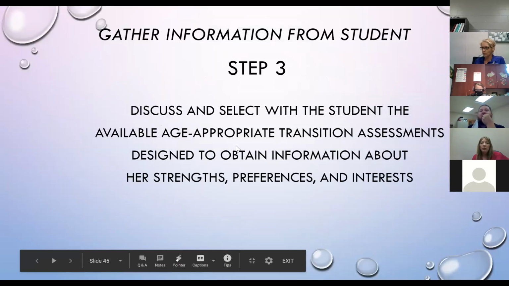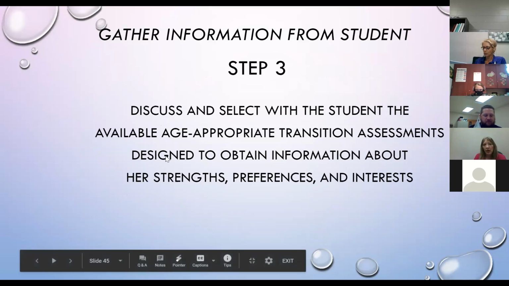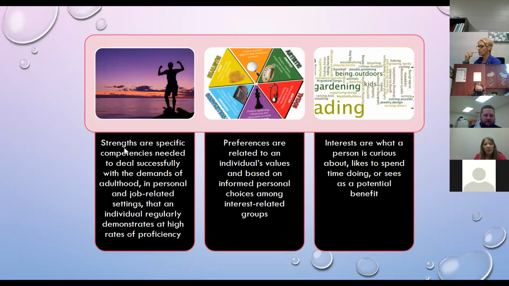So, and then you're going to talk about all the different transition assessments that are out there. Now, all transition assessments are designed to gather information about a student's strengths, preferences, and interests in relation to their career goals. Okay. So again, you're going to see icons like this. We're going to ask the student, well, do you want to do an assessment that tells us what your strengths are, or do you want to just talk about those personal choices that you want?